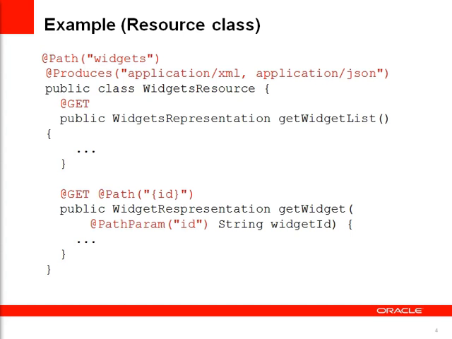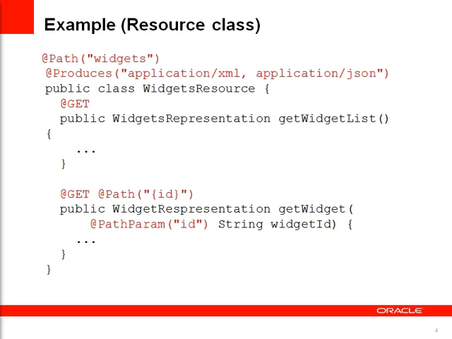Here's an example of a simple annotated class. You'll see that there is a path annotation at the class level which specifies widgets. If you add additional path annotations at the method level, then they will be relative to the class level path annotation. In addition, you can specify at a class level that this service will be producing specific media types. And here we're specifying that it will provide both XML and JSON formats. And then you can see for the get operations that we have here for get widget and get widget list that we are using the @GET annotation to specify that this will support the HTTP GET operation.